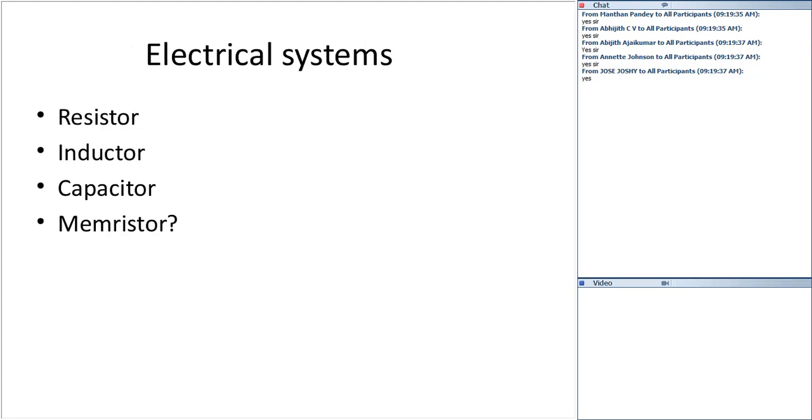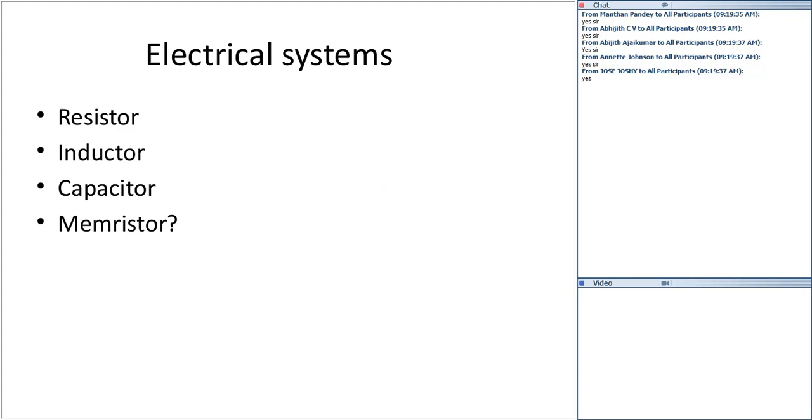So what are the basic elements of electrical systems? You know already: resistor, inductor, capacitor. You know the laws: V is equal to IR, V is equal to L di by dt. For a capacitor, I is equal to C dV by dt, or V is equal to 1 by C integral I dt.